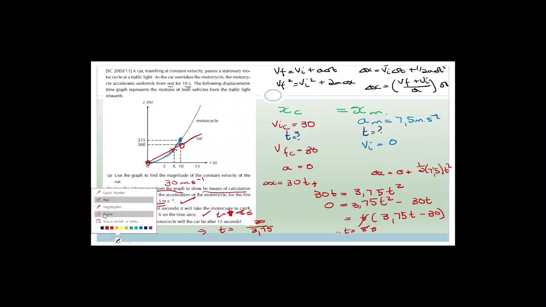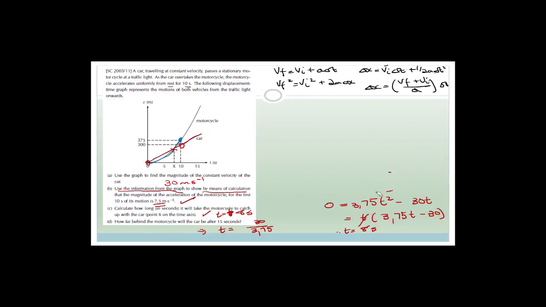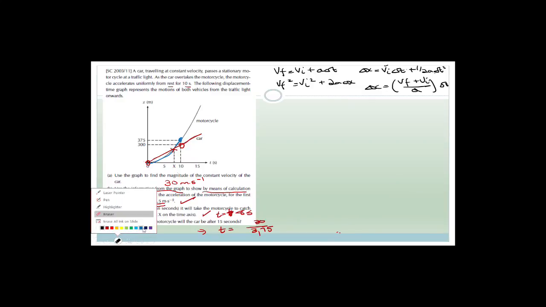So let's do that. Let's just erase all of this quickly. Do you agree the car is traveling at a constant velocity, right? So if the car is traveling at a constant velocity, his constant velocity is 30 meters per second, right? So then all we have to say is, after 15 seconds, how far is he going to be? So the displacement of the car is going to be 30 multiplied by 15, okay? Which is 450. So that's 450 meters. That is the displacement of the car after 15 seconds.